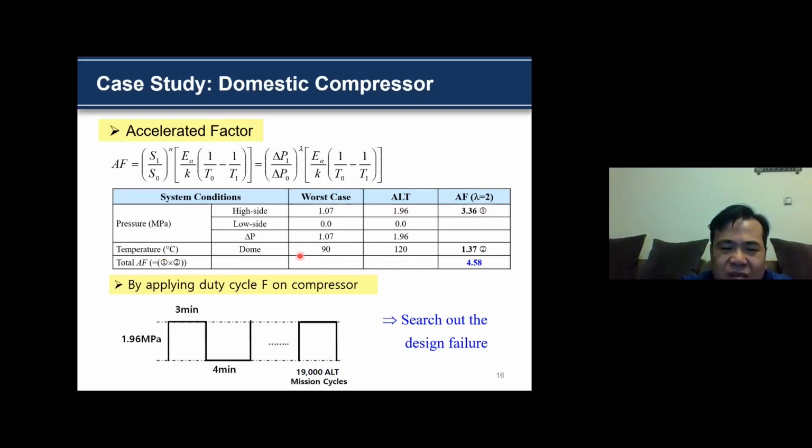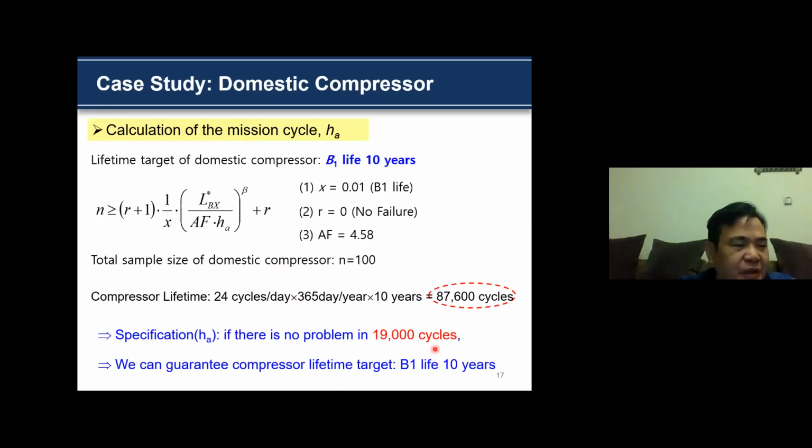Next I will tell you how to calculate the temperature acceleration. Room temperature is 19 for the worst case. For acceleration, we apply 120. We can calculate the acceleration factor as 1.4. We can find that the total acceleration factor is 4.6. By applying the duty cycle of the compressor, we can search for and design the weak part.